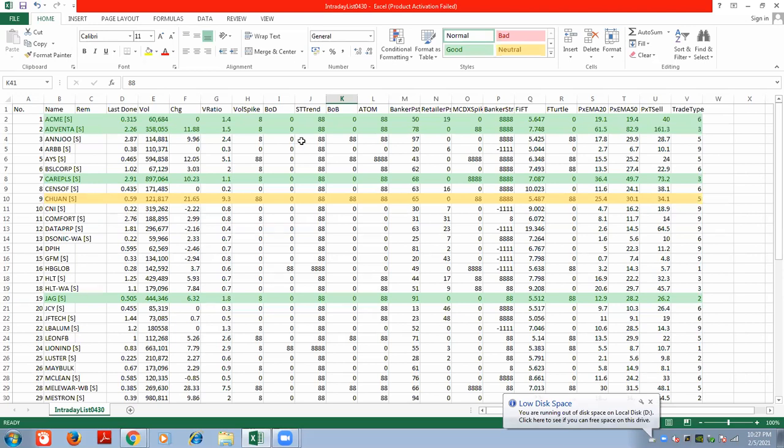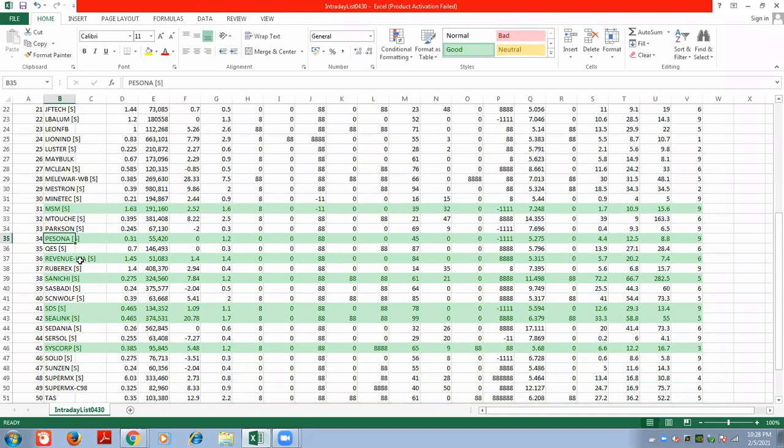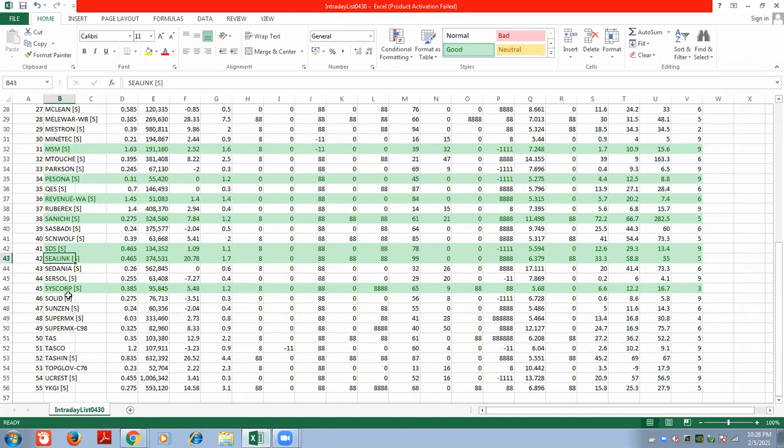So this list is what I observed that I want to put tomorrow. You can take a look. ACME, Adventa, Care Please, Chuan. This is my swing purpose. Jack, JAG, MSM, Persona, Revenue, Sanichi, SDS, Ceiling, Syscop.